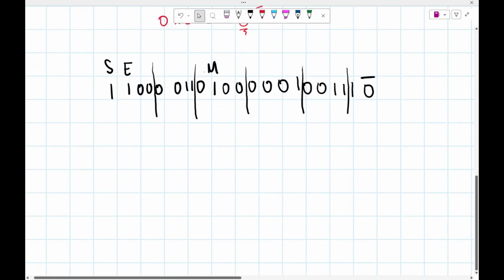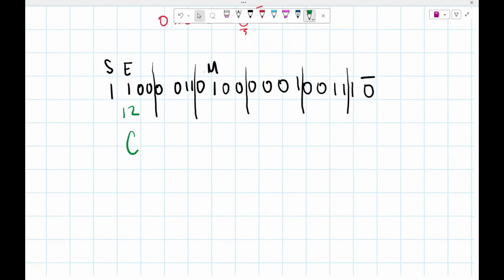Okay, and then we'll just convert this binary into hexadecimal from here. Again, let me use a different color. So this is going to be 12 because this is just 8 plus 4. 12 in hexadecimal is C.